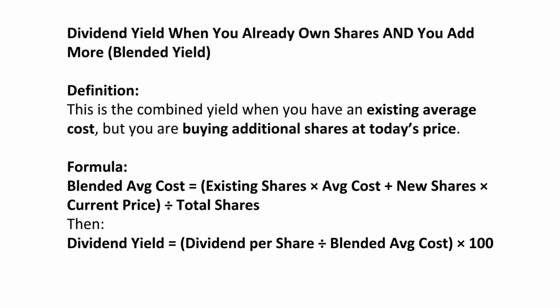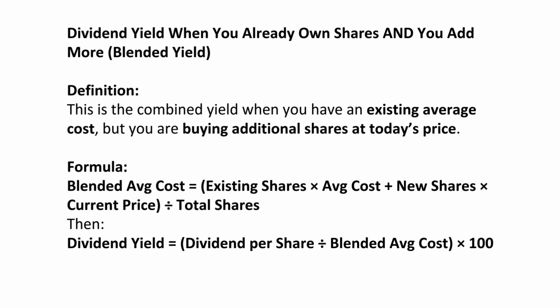So the formula is you first get the blended average cost. So existing shares times the average cost to get the total cost. Then you add the new shares you want to buy times the current price. So existing shares times average cost you can get from your portfolio valuation. If you have multiple brokers, again, I'll show you how to use stock analysis to get this. Then the number of shares you want times the current price.